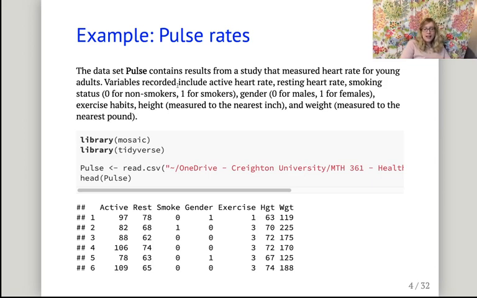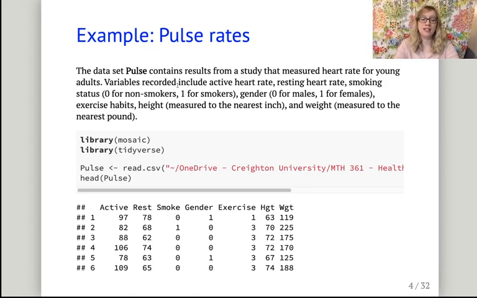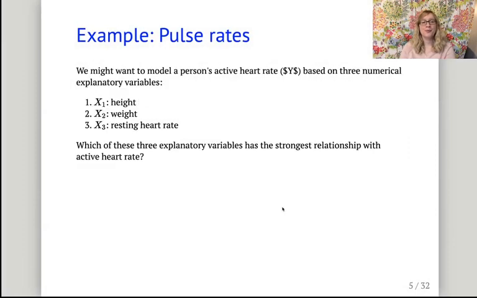So we'll look at a set of data regarding pulse for a study that measured heart rate for young adults. Our variables here include active heart rate, resting heart rate, smoking status, gender, exercise habits, height measured to the nearest inch, and weight measured to the nearest pound. So what we'd like to do is try to develop a model to predict active heart rate using 3 explanatory variables. We'll use resting heart rate, height, and weight. So these 3 variables will all be incorporated into the same model for predicting active heart rate.